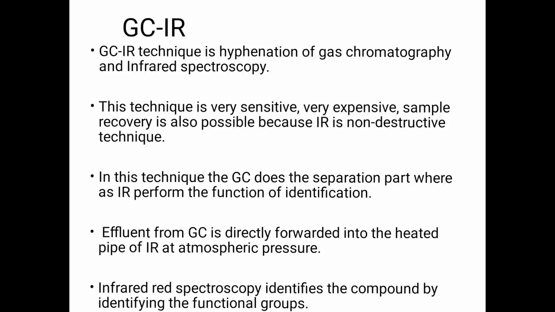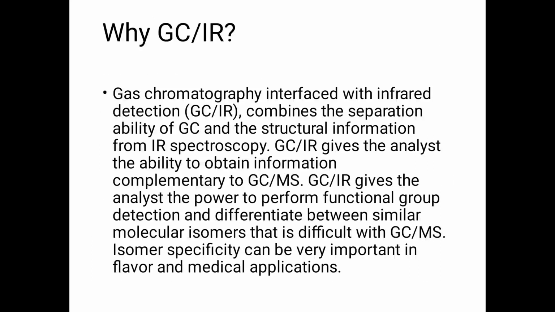Some introduction to GCIR. The GCIR technique is the combination of gas chromatography and infrared spectroscopy. This technique is very sensitive and very expensive. Sample recovery is also possible because IR is a non-destructive technique. In this technique, the GC does the separation part, whereas the IR performs the function of identification. Effluent from the GC is directly forwarded into the heated pipe of the IR at atmospheric pressure. Infrared spectroscopy identifies the compound by identifying its functional group.